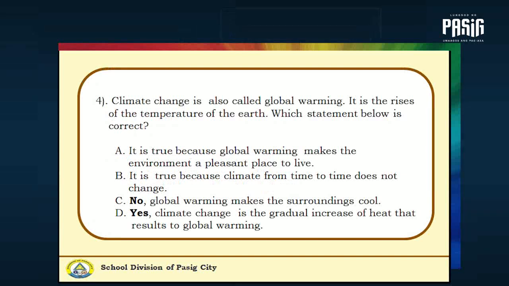Number 4. Climate change is also called a global warming. It is the rise of the temperature of the earth. Which statement below is correct? A. It is true because global warming makes the environment a pleasant place to live. B. It is true because climate from time to time does not change. C. No. Global warming makes the surroundings cool. Letter D. Yes. Climate change is the gradual increase of heat that results to global warming. Timer starts now. And the answer is letter D. Yes, climate change is the gradual increase of heat that results to global warming.